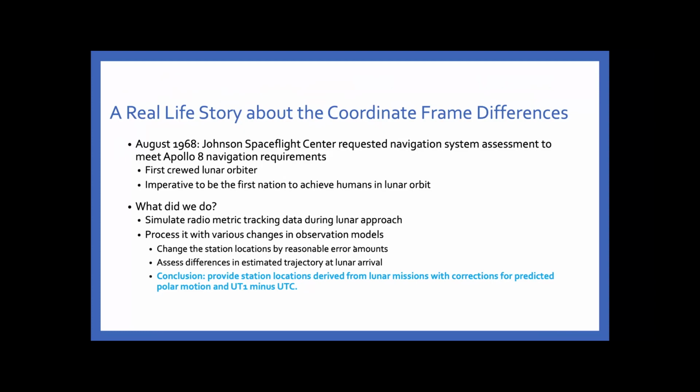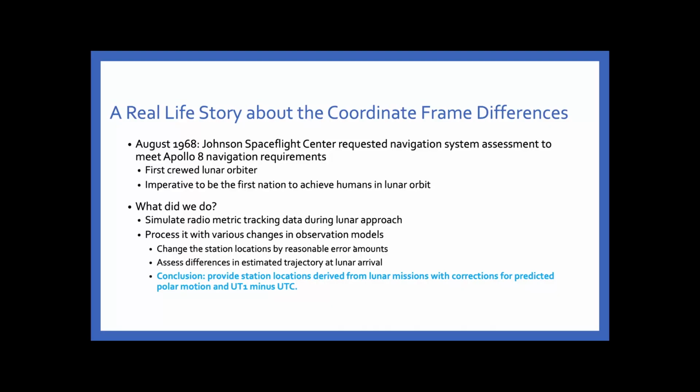So we decided, by simulating some data, to simulate the approach of Apollo 8 to the moon. When we simulate the radiometric tracking data, of course, we make assumptions about the mass of the Earth and where the moon is and where the tracking stations are. And then we could reprocess that as if it were real tracking data by making various changes in our observational models. One of the things we would change, of course, would be the station locations, and we would use the erroneous values for these to assess how much the trajectory was in error by the time we got to the moon.